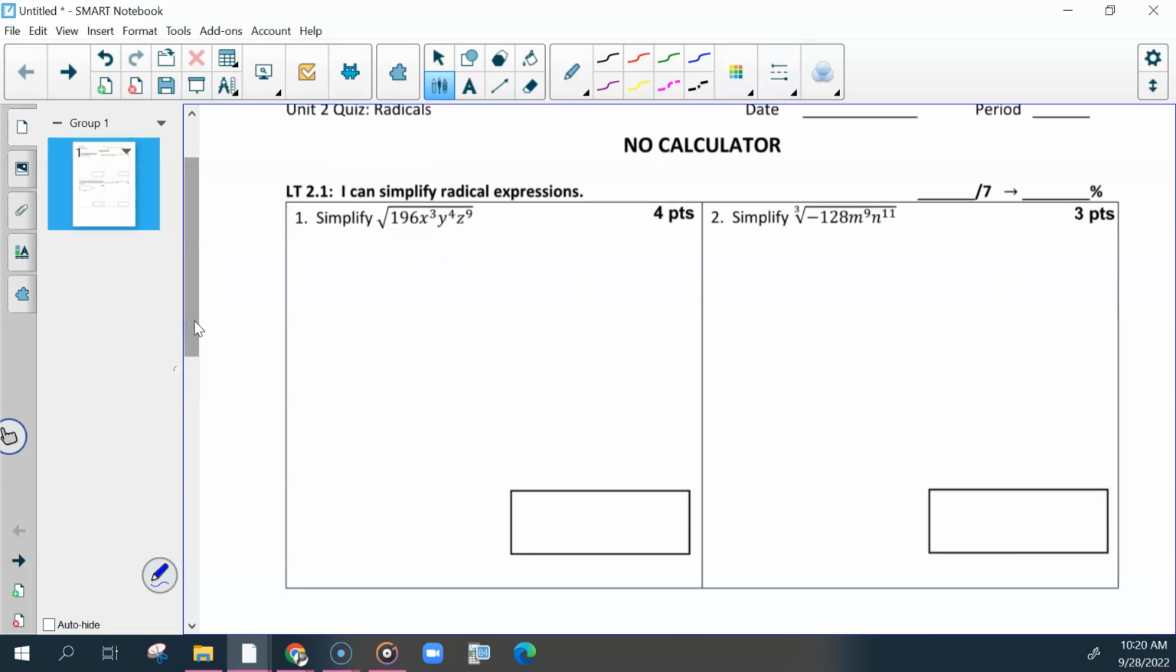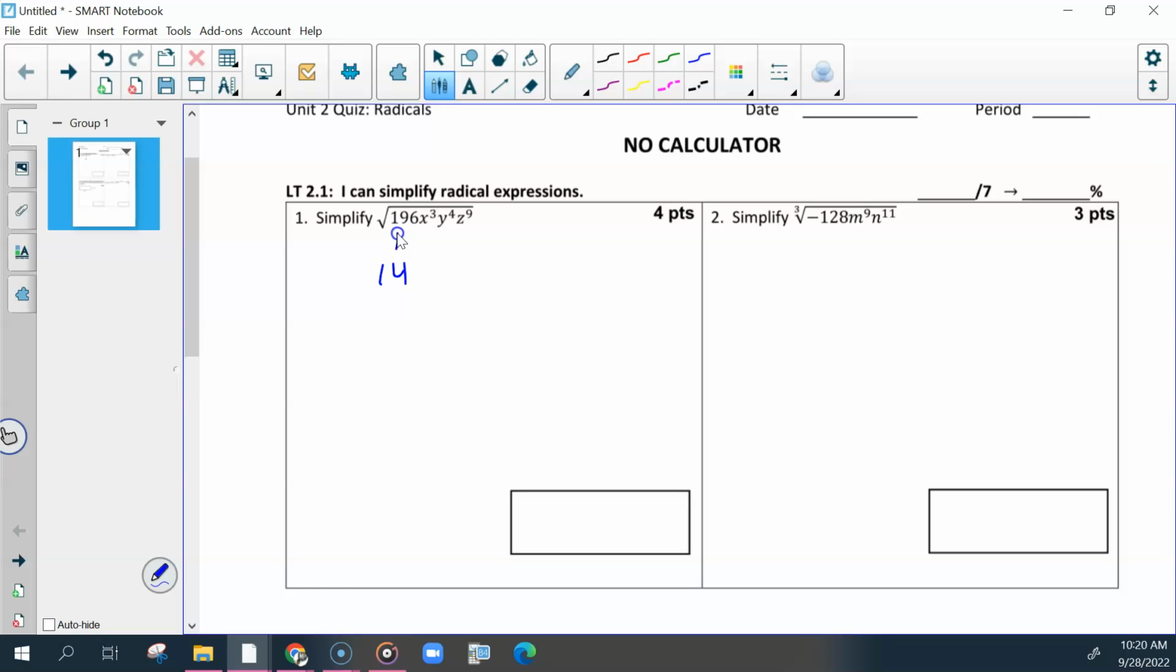So 196 is a perfect square. Some of you realized that, some of you didn't. That's okay. But you should have had 7 and 2 if you did factor tree. Then I'm just going to use the rule, because that would be the fastest way to go about doing this.